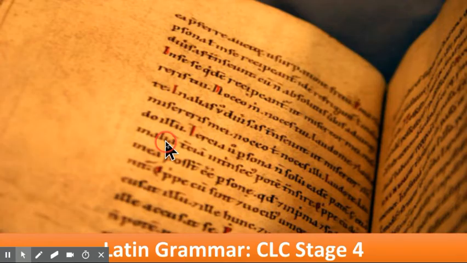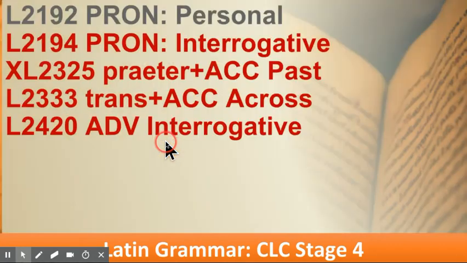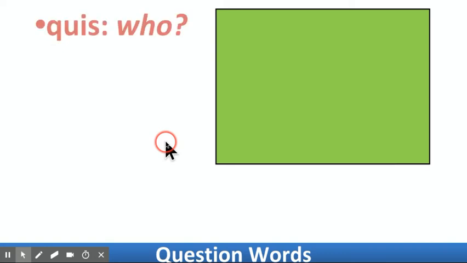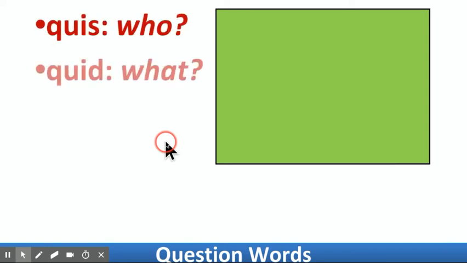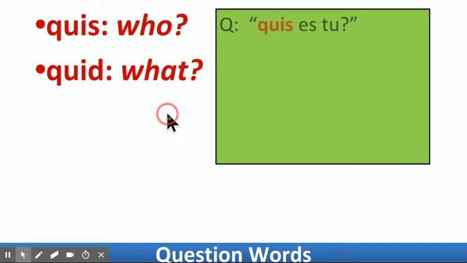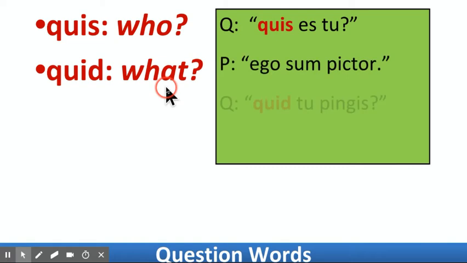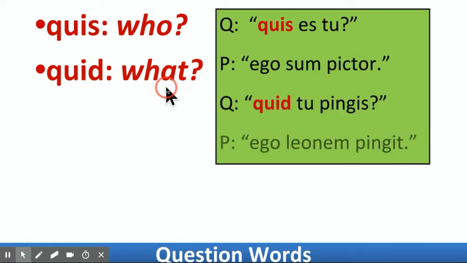All right, let's talk about interrogatives. Interrogatives are used when you ask a question. Quis is the nominative. Quid is the accusative, generally speaking. Since it's a neuter, it could be seen as a nominative, but generally speaking, it is going to be an accusative object phrase. Quis es tu? I am a painter. Quid tu pingis? What do you paint?